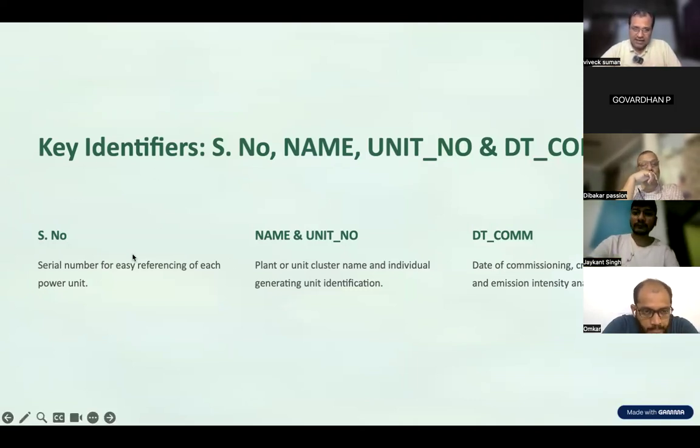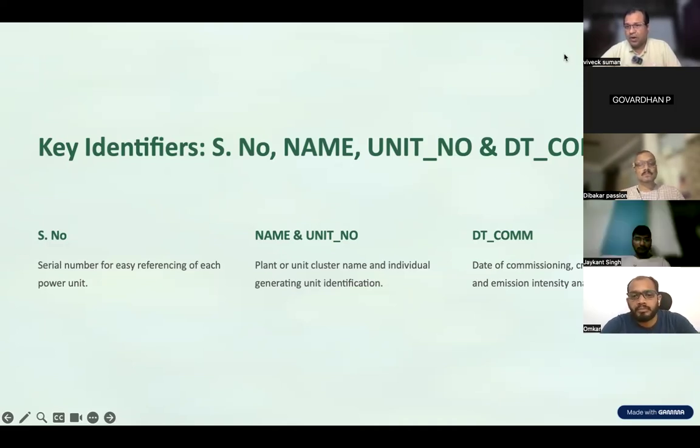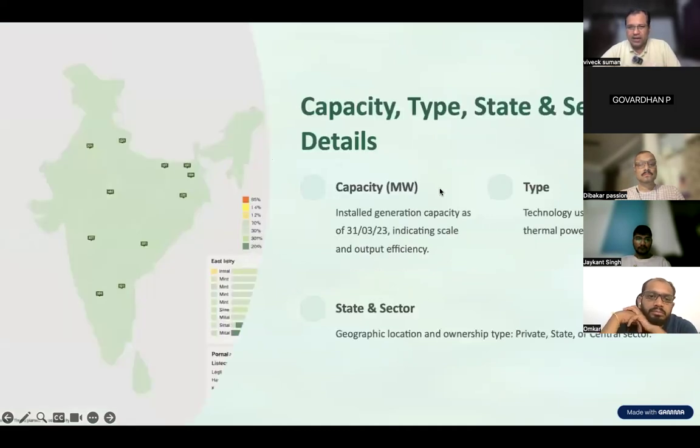Identification, the first 3 columns are here. Serial number gives you each power unit number. The name and the unit number give the plant or unit cluster name and the individual generating unit identification. If you look at DT_com, we are talking about date of commissioning. Clear? This is crucial for life cycle and emission intensity analysis. A lot of people do that. So if you are doing LCA analysis, you need to look into the commissioning date because we have already learned that the older the machine, the more emission might be happening. So we should be careful.